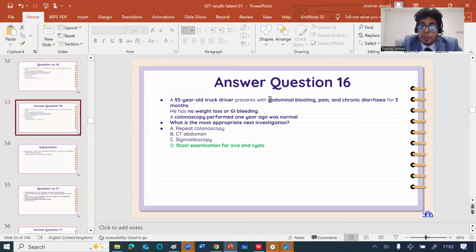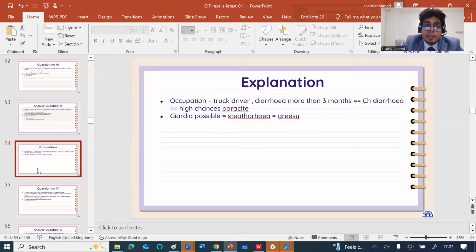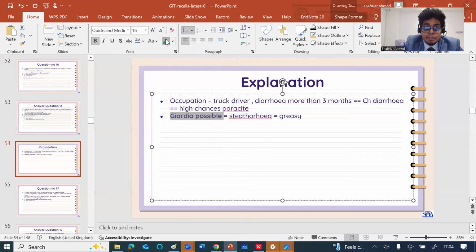So here we have a few points: abdominal bloating, pain, and chronic diarrhea are given. Very important information: no weight loss and no GI bleeding. That will rule out a lot of things like celiac, like cancer. Colonoscopy was done 1 year ago, which was totally fine. It's better to rule out this particular thing, Giardia.